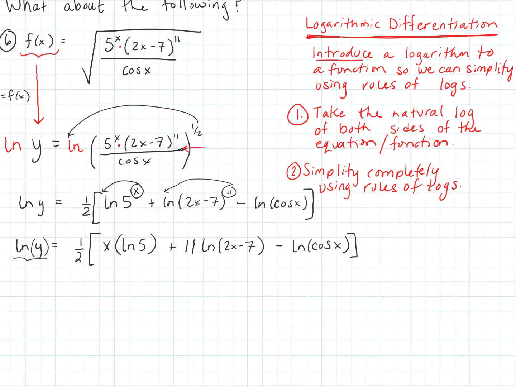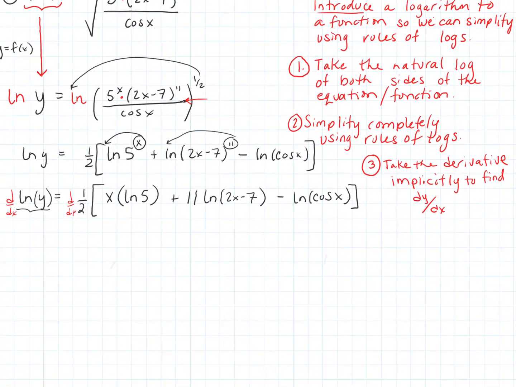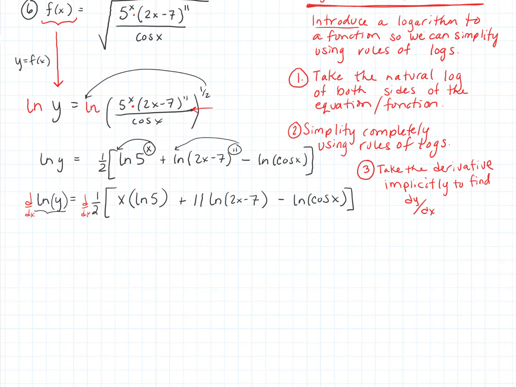So our third step, and I'm sorry my steps are kind of running together, but I'll squeeze it down here. My third step is now to take the derivative implicitly to find dy dx. So we're going to come in here, we're going to take the derivative of both sides of this equation. The right side is all in terms of x. The left side is going to be 1 over y times dy dx.